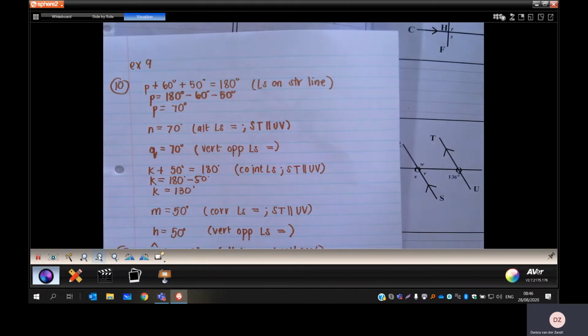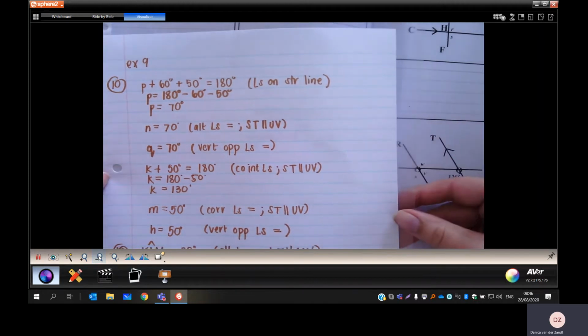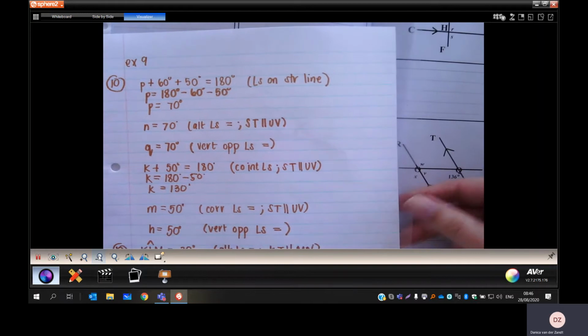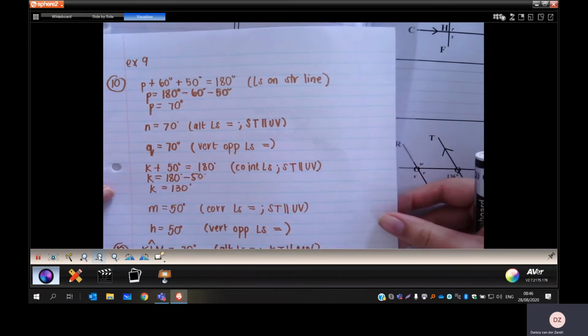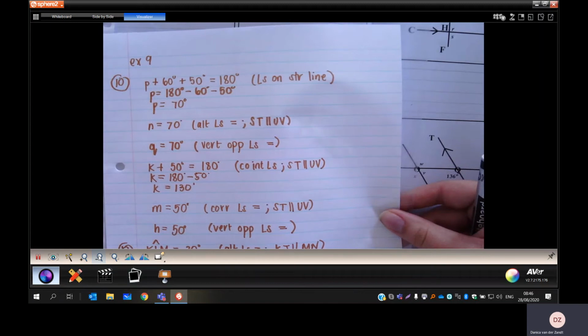Do you want to confirm that what you did is correct? So you want to tell me your first one? Do you want to confirm that the reasons are correct? Tell me what you did first and what reason. So the only different one is my M. For my reason, I said it was vertically opposite and M.